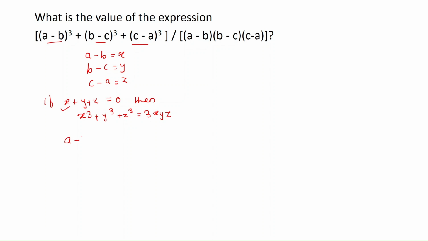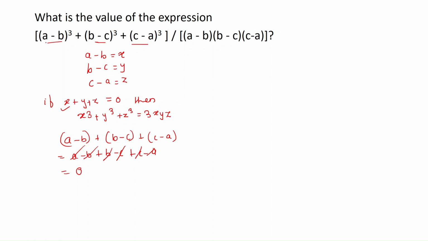So a minus b plus b minus c plus c minus a is equal to a minus b plus b minus c plus c minus a. So this is cancelled, and this is cancelled. So it is equal to 0. So now this is true.